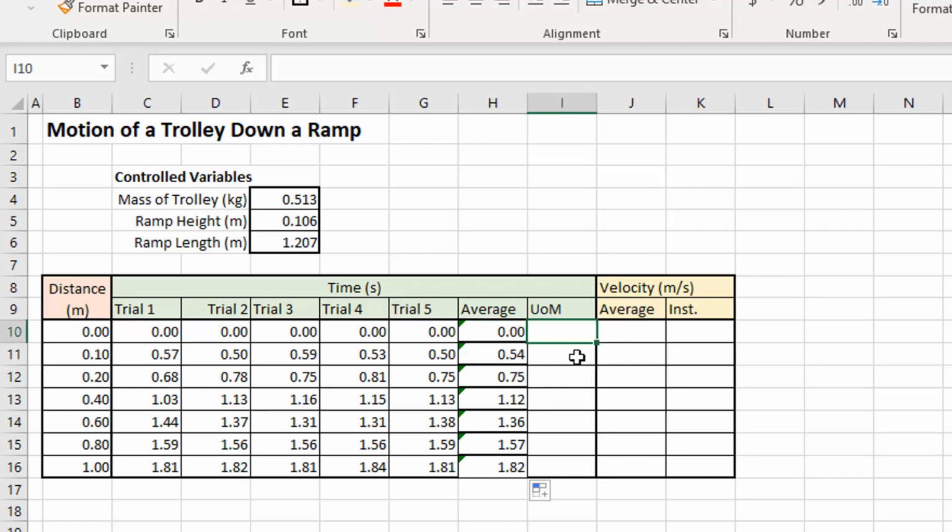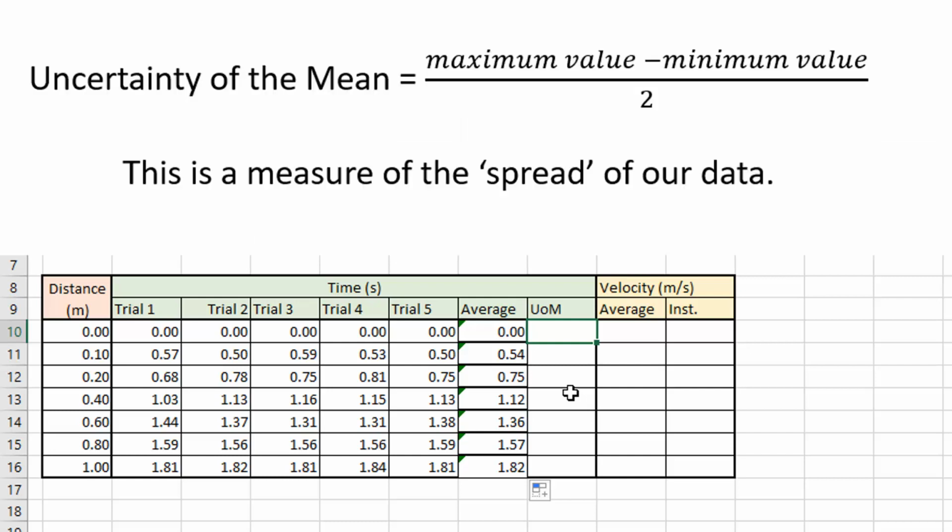All right, UOM, uncertainty of the mean. I'm not sure if I will have discussed this in class yet, but let me quickly explain what uncertainty of the mean is. You might have heard of things like range or standard deviation, different ways of measuring the spread of the data. So uncertainty of the mean is effectively half the range. It's a measure of how far apart your data has been spread.